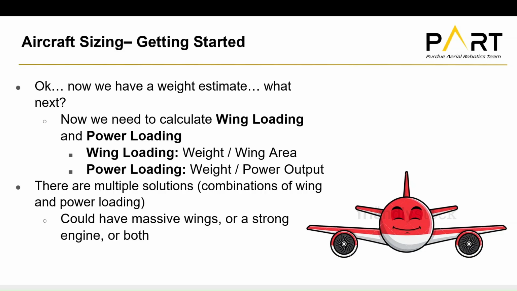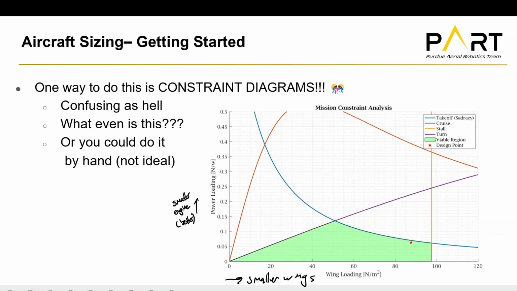Now, there are multiple solutions, and a solution here is a way to make your plane fly, right? It's a combination of wing loading and power loading. So you can have massive wings, you can have a strong engine, right? So fighter jets have smaller wings, they have higher wing loading, and they have very strong engines. But something like a cargo plane might have weaker engines and larger wings, right? Obviously, they have different mission profiles, so that comes into a huge effect there. But that's just an example of how you can do multiple things for making a plane fly. So what the heck even is this?